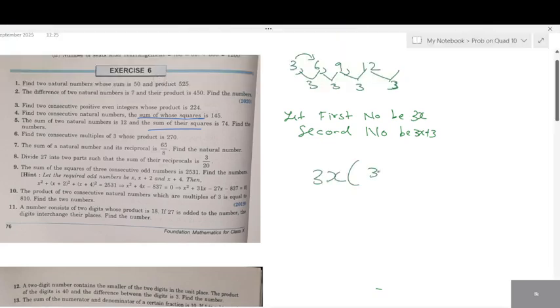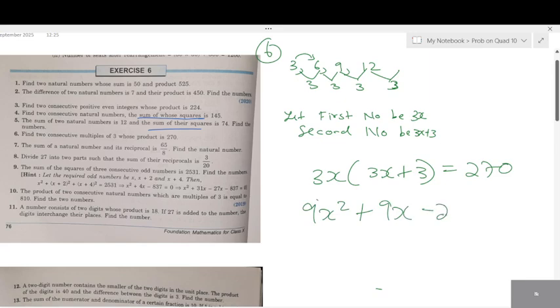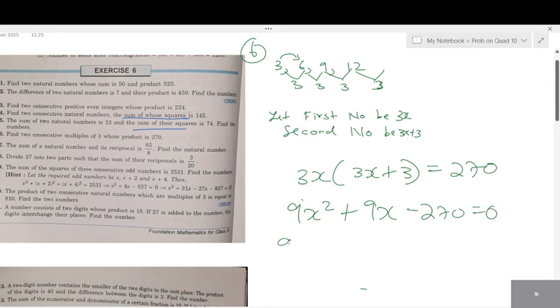3x into 3x plus 3 is equals to 270. 3 into 3, 9x square plus 9x. Bring this 270 other side. Minus 270 is equals to 0. Again here 9 is common. Take 9 common, x square plus x minus 30 is equals to 0.